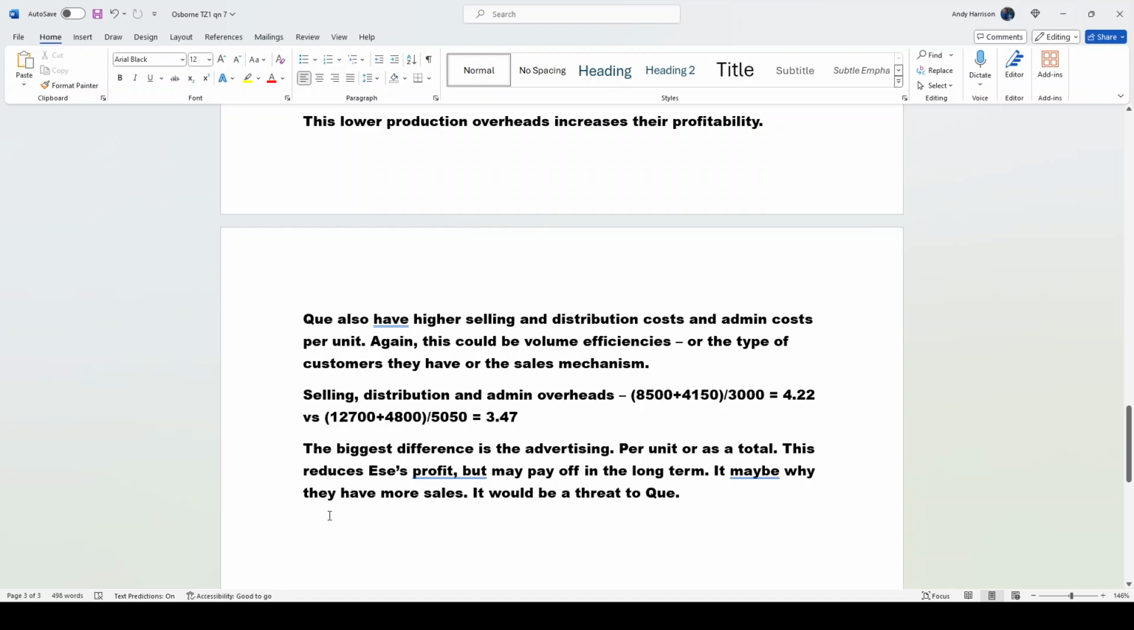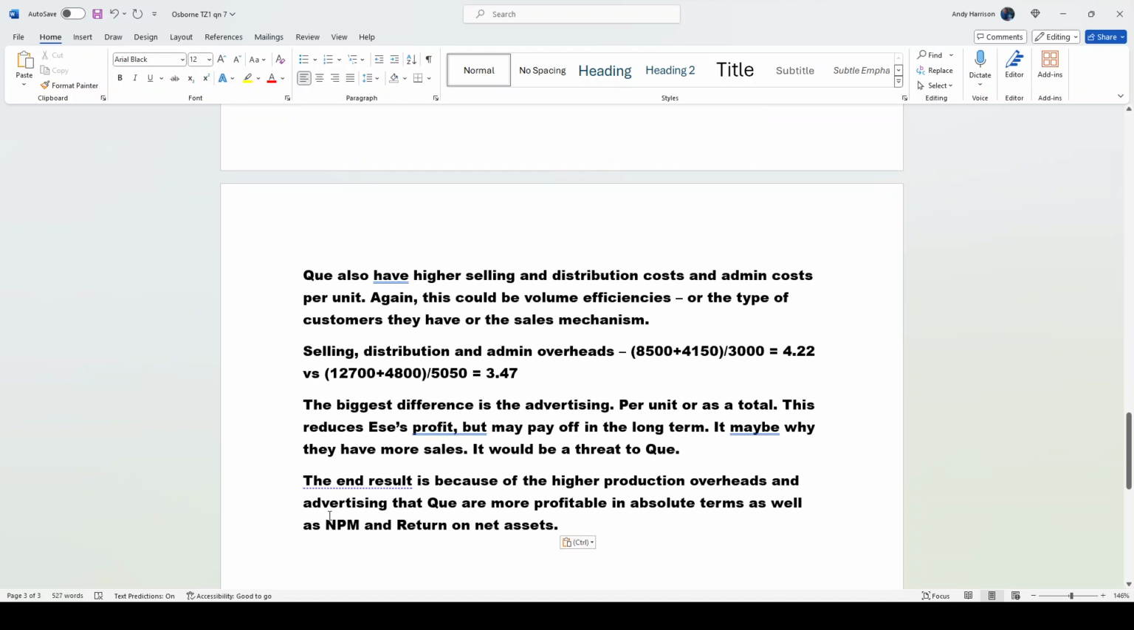So we're getting to the bottom of the table, so we can now summarise effectively. And we're saying the end result is because of the higher production overheads and advertising that Q are more profitable in absolute terms, as well as net profit margin and the return on net assets. So absolutely they are slightly more, although one of the suggestions wouldn't take much for the profits to drop below. So that's it, making more cash profit as well as margin.